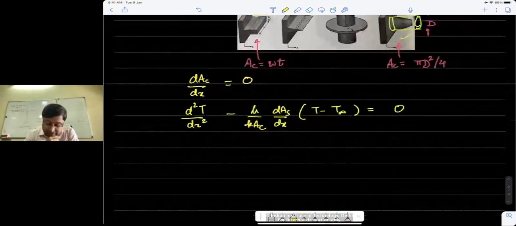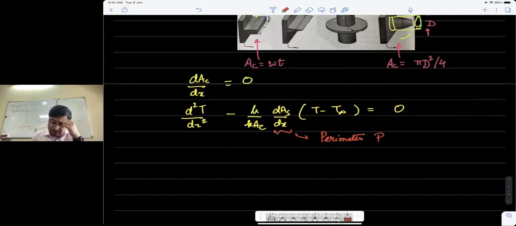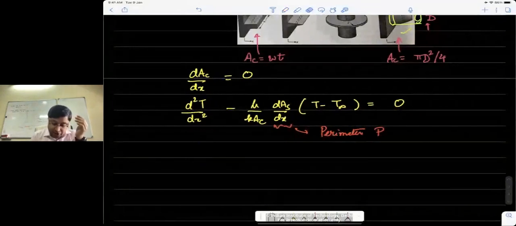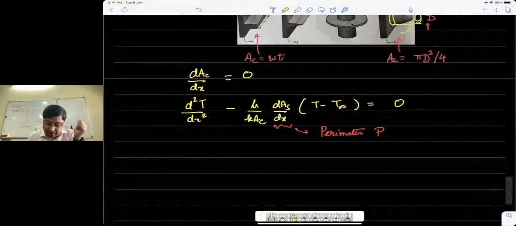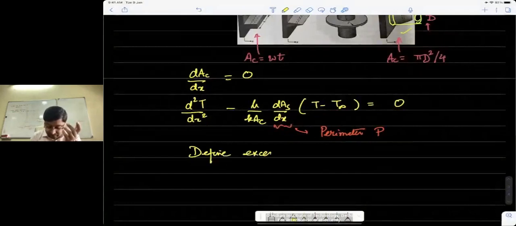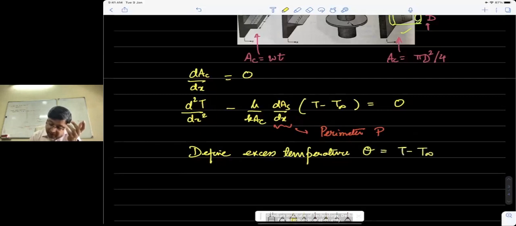Now, interestingly, dAs/dx is actually, if you think over it, the perimeter of the fin, because the perimeter times the length, some distance x, is what is As. So dAs/dx becomes just the perimeter. I will denote the perimeter by the parameter P. Before I write that, let me also make one more suggestion. Because T infinity is a constant, I will define a new temperature, which I call the excess temperature, theta, which will be T minus T infinity.